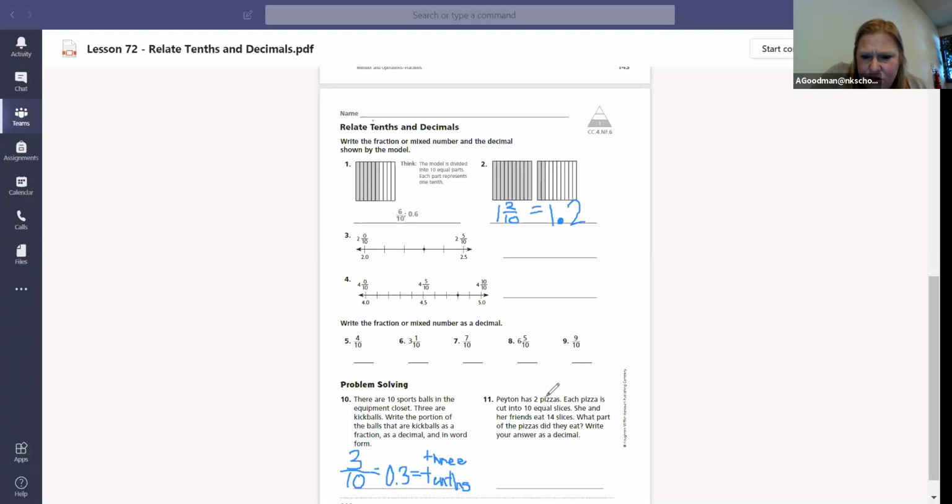Let's look at it. Peyton has 2 pizzas. Each pizza is cut into 10 equal slices. She and her friends eat 14 of the slices. What part of the pizzas did they eat? Write your answer as a decimal. I'm going to draw a picture of this really quick. I'm going to do this one with you too. So here are the 2 pizzas. They're split into 10 equal pieces. So 10 is not easy.